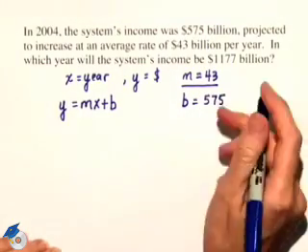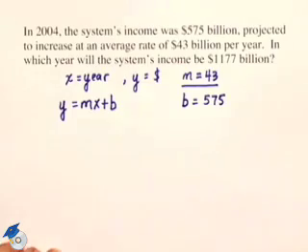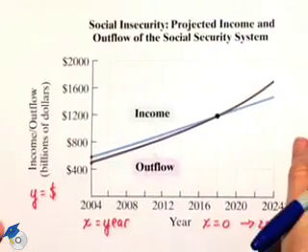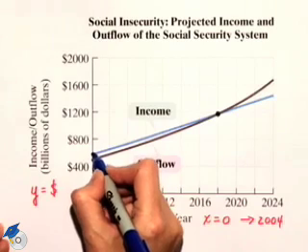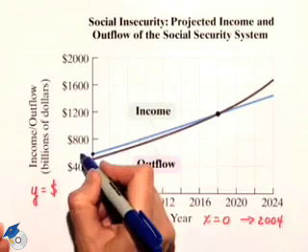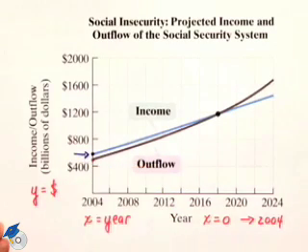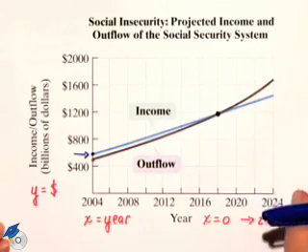I'm going to bring back this other chart for just a minute. Here's what I'm talking about. This dot right here in our income along the y-axis represents our y-intercept.